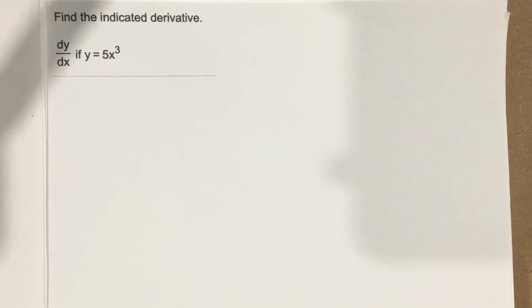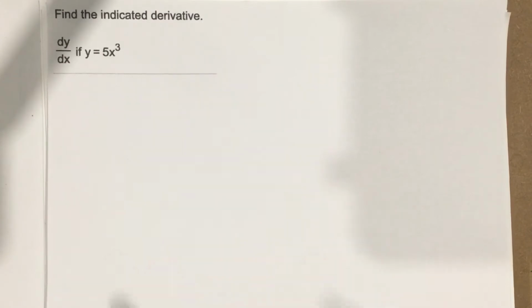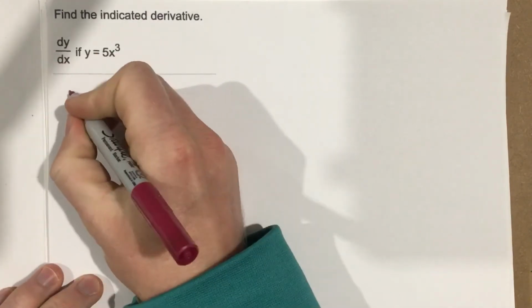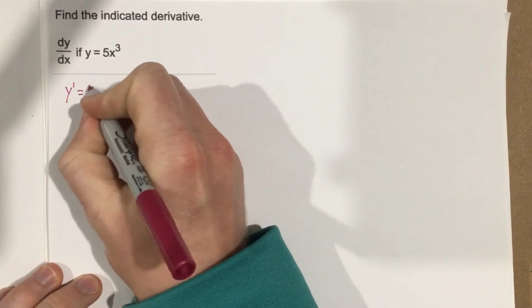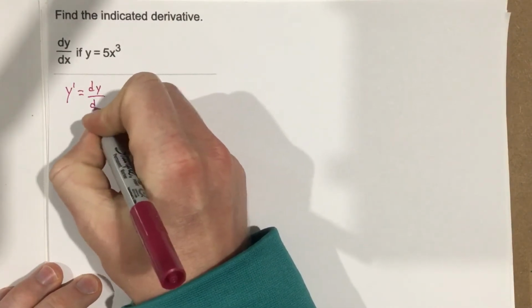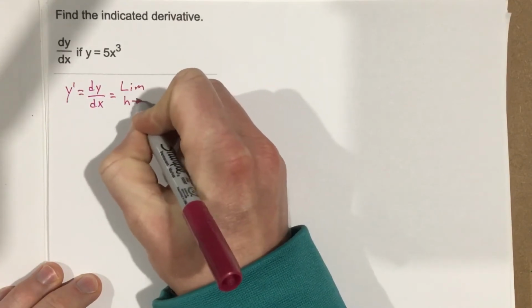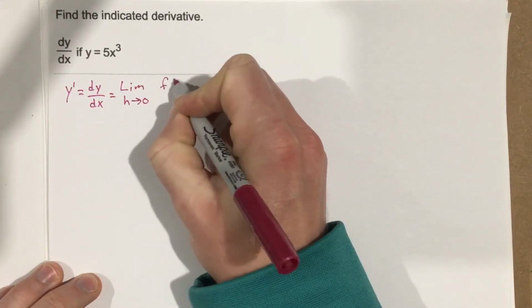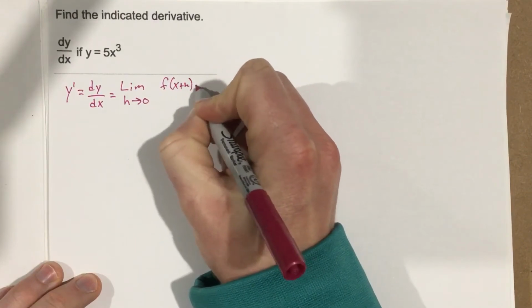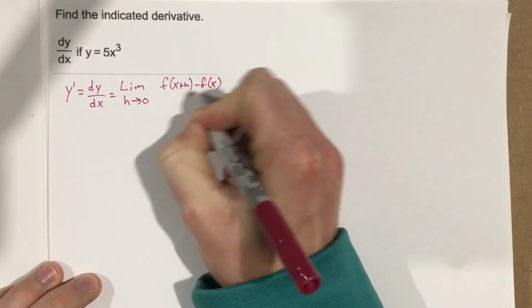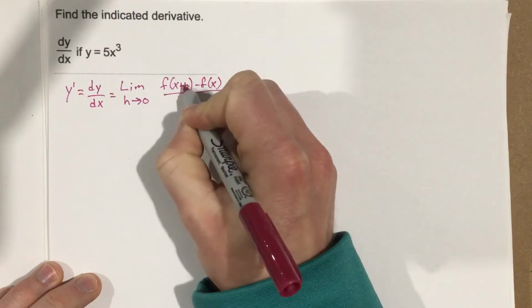This is problem number 2 from section 3.2. In this problem it says find the indicated derivative. So we're going to use the definition for the derivative, and we can call it y prime or dy over dx. But we know that that is equal to the limit as h approaches 0 of f of x plus h minus f of x all over h.